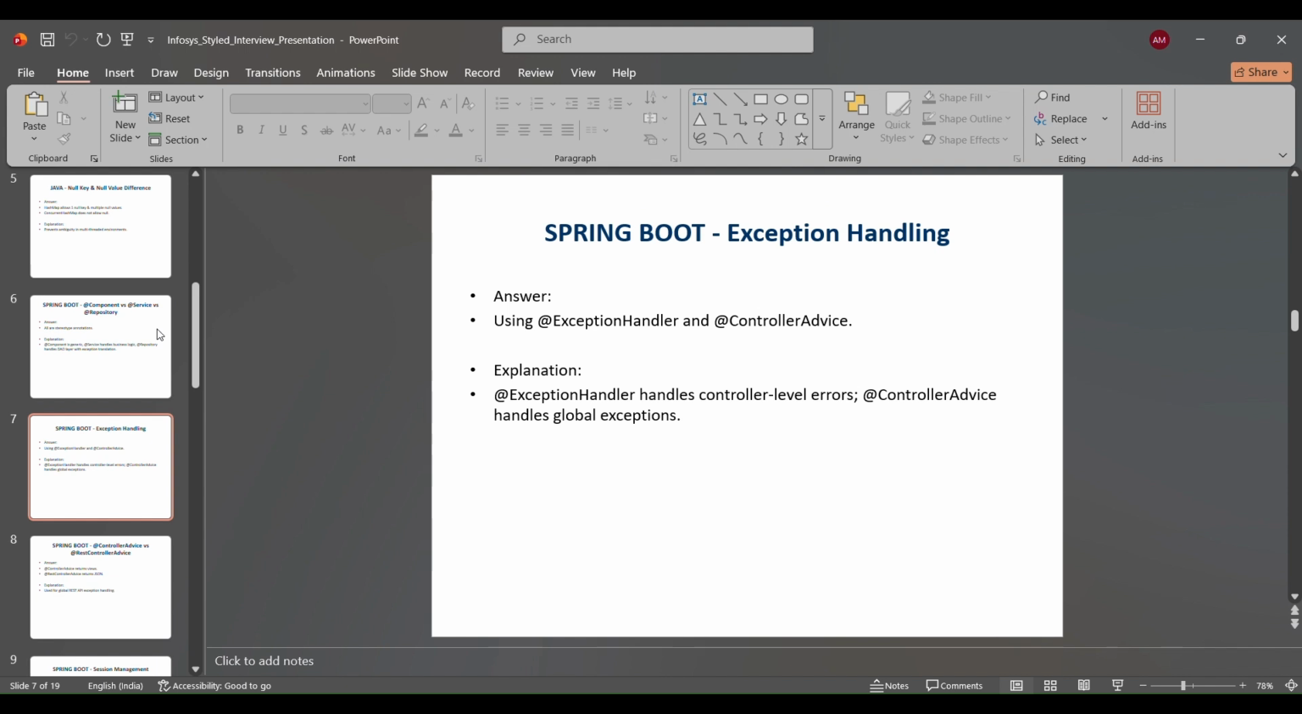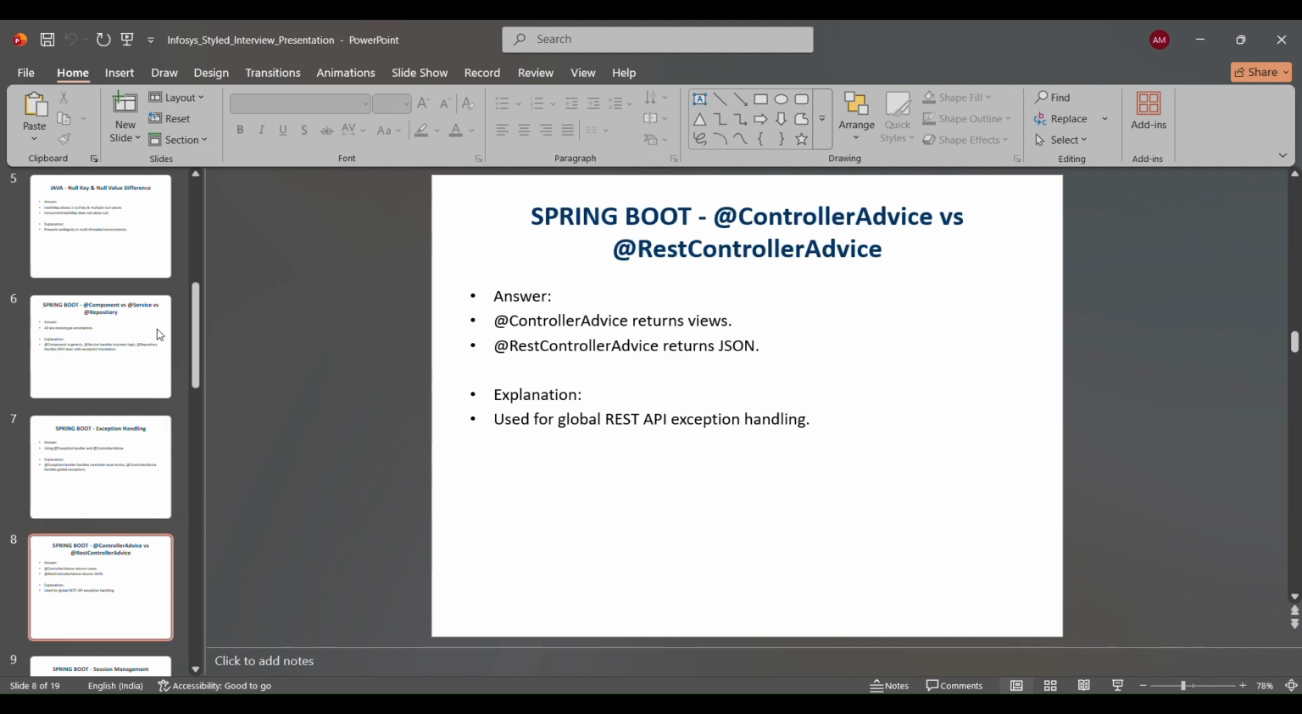What is exception handling? We can handle it using ExceptionHandler and ControllerAdvice. ExceptionHandler handles controller level errors. ControllerAdvice handles global exceptions. What is ControllerAdvice versus RestControllerAdvice? ControllerAdvice returns views, RestControllerAdvice returns JSON. It is used for global REST API exception handling.